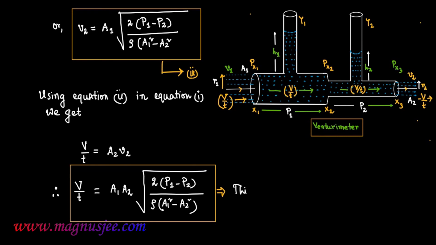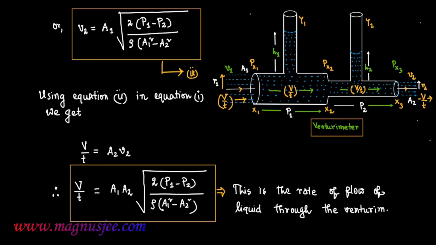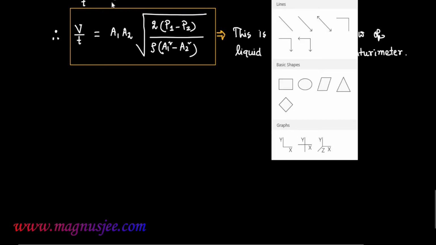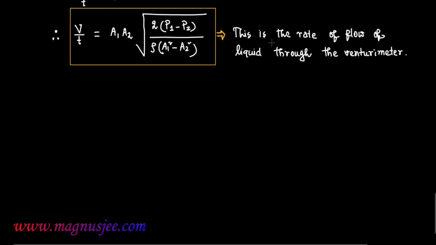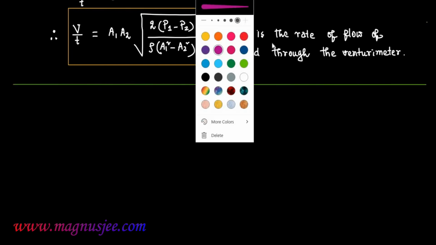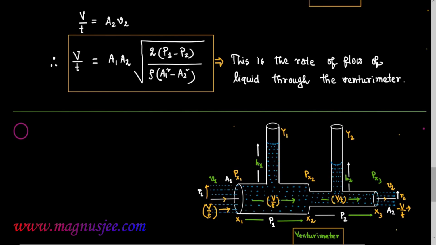This is the expression of rate of flow of liquid through the Venturi meter, or the volume of liquid flowing through the Venturi meter per second or per unit time. V/t is the rate of flow of liquid, and it is also the volume of liquid flowing per unit time through the Venturi meter. And this expression has been derived.